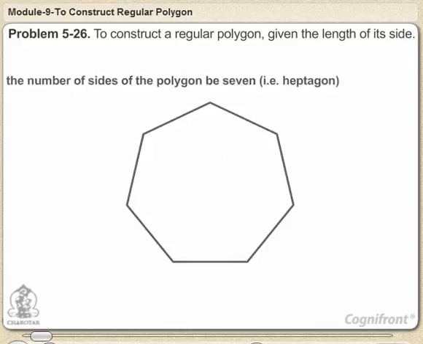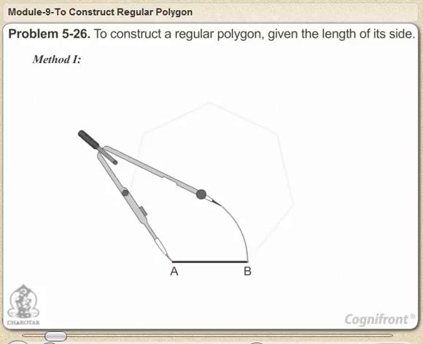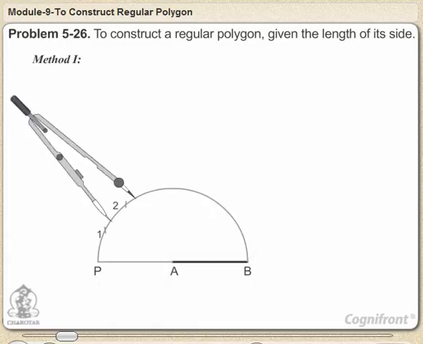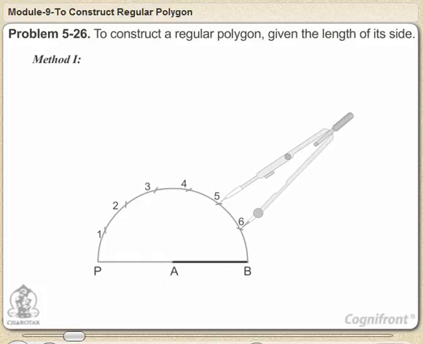Method 1. Draw a line AB equal to the given length. With center A and radius AB, draw a semicircle BP. With a divider, divide the semicircle into 7 equal parts, same as the number of sides. Number the division points as 1, 2, etc., starting from P. Draw a line joining A with the second division point 2.